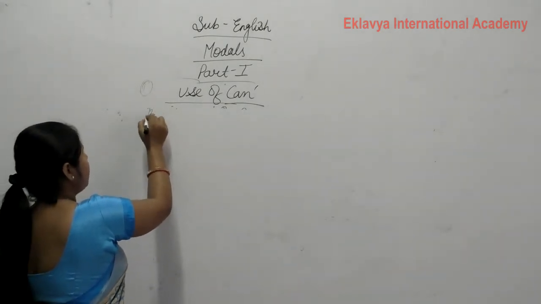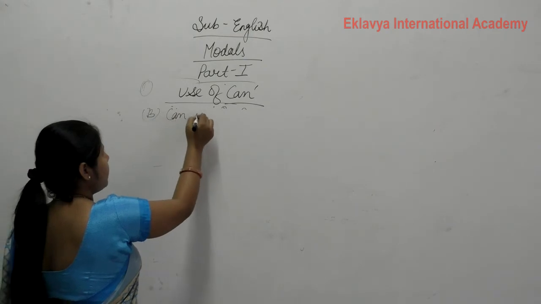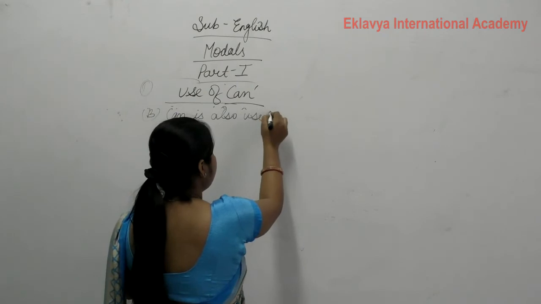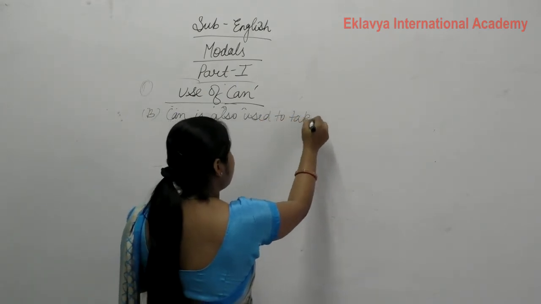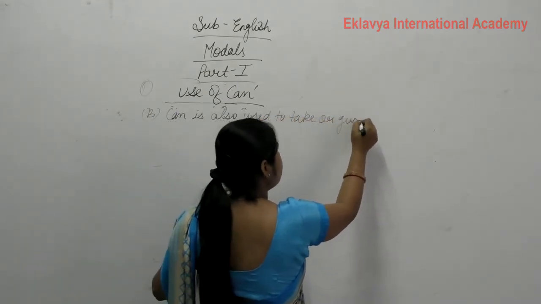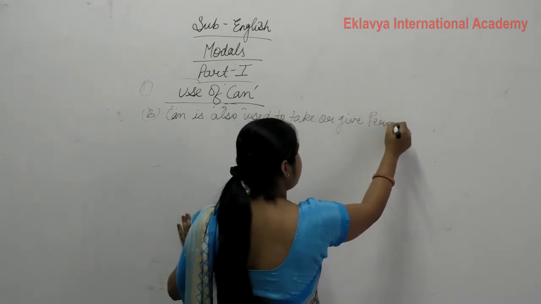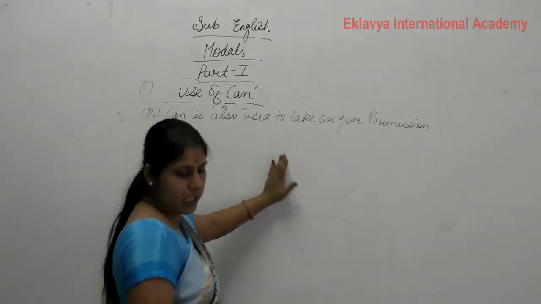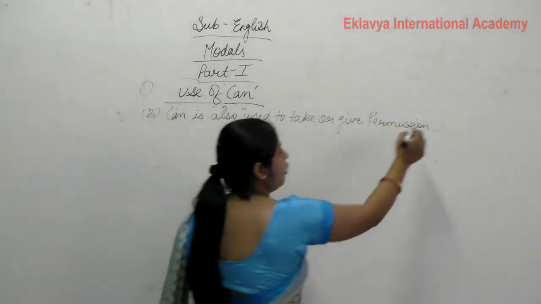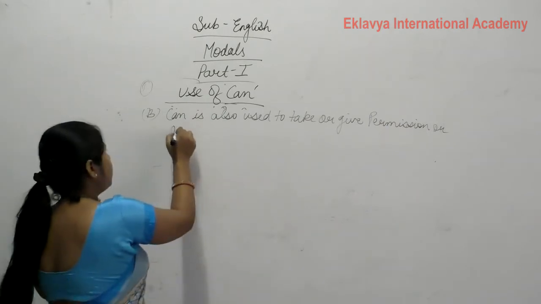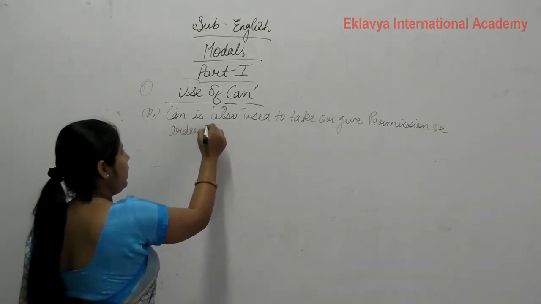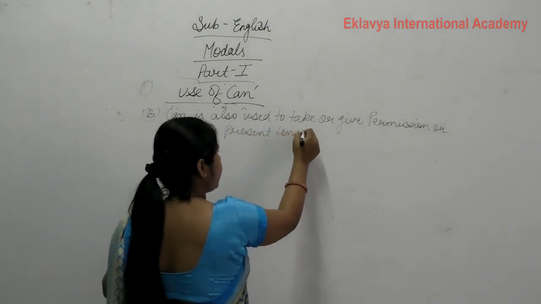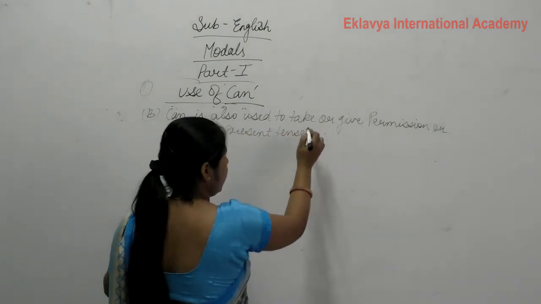B. Can is also used to take or give permission or order in present tense. Okay. Now see the example of this.